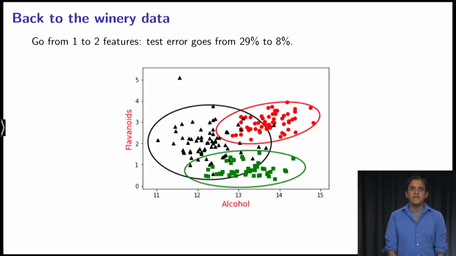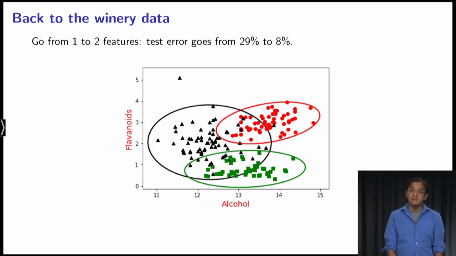So let's start by going back to the winery data. If you remember, this was a data set with 3 classes, representing 3 different wineries, and 13 features. We started by just picking one of the features, alcohol level, and we fit a one-dimensional Gaussian to this feature for each of the 3 classes. The resulting classifier had an error rate of 29% on the test set. Not very good at all.